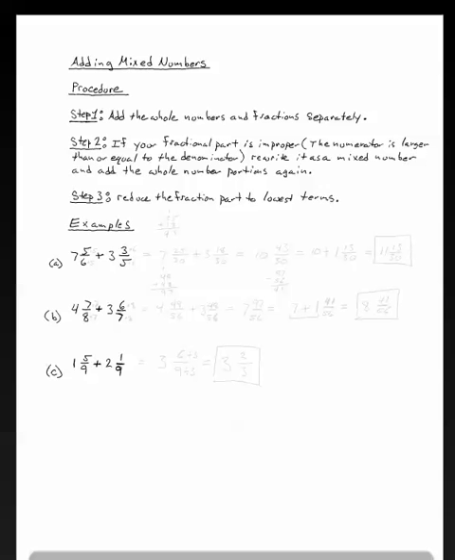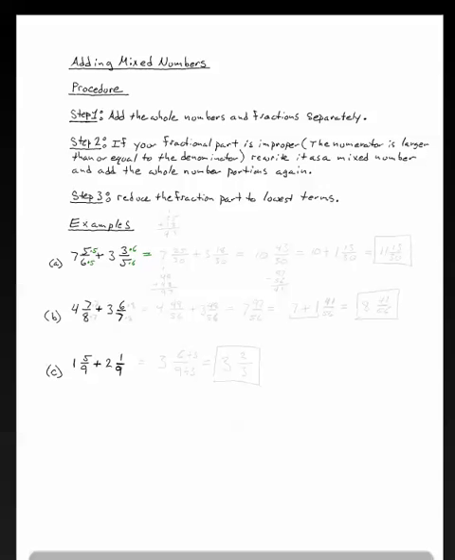So let's look at example A. We have 7 and 5/6 plus 3 and 3/5. So the first thing we're going to do if we're going to add fractions is find the common denominator. And the common denominator between 6 and 5 is 30. So 6 times 5 is 30, so I multiply by 5 on the denominator and the numerator. And then 5 times 6 is 30, so I have to multiply the numerator by 6 as well.